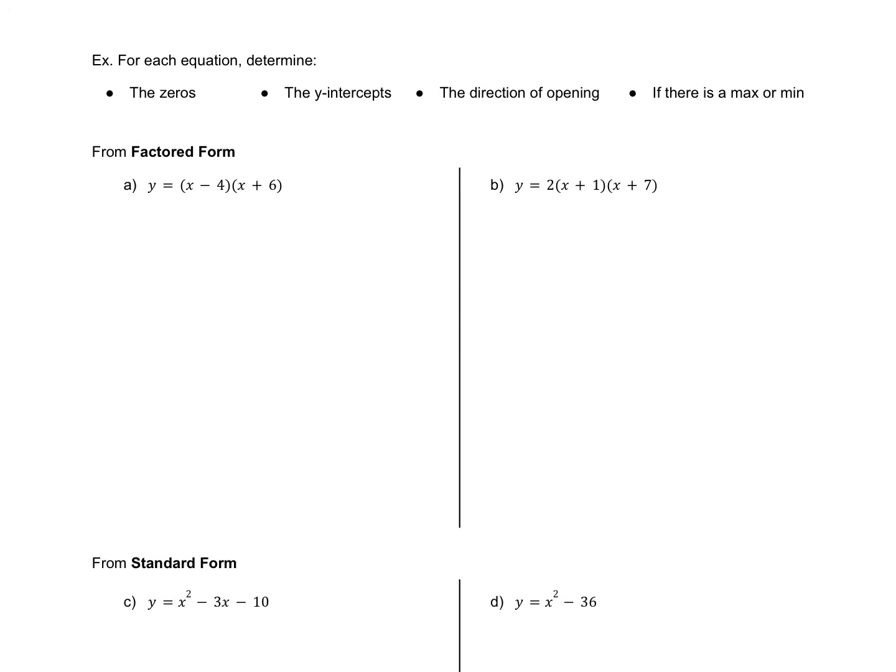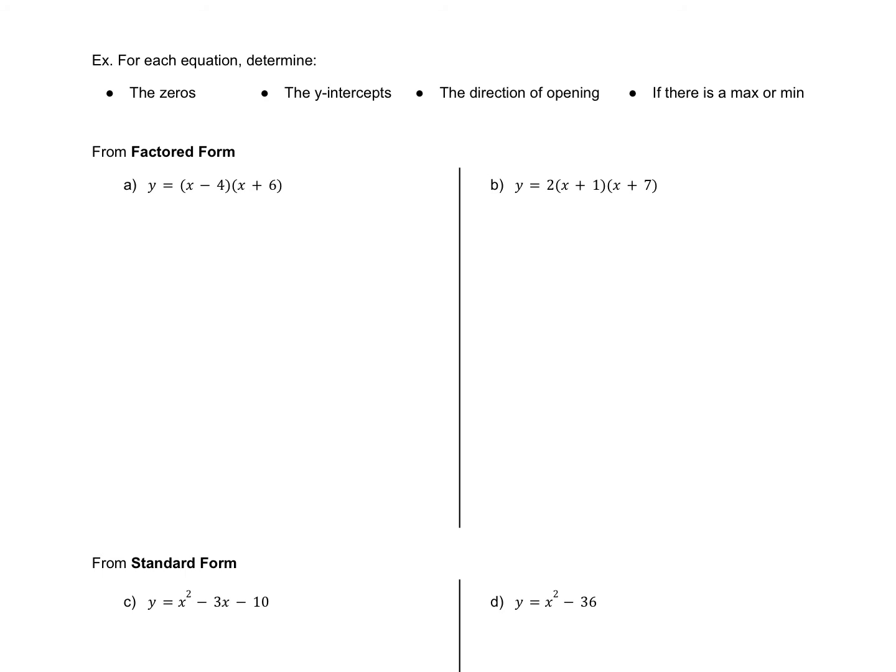Now we're going to move on. We're going to determine all of those properties first from factored form, then from standard form. So we're going to bring everything together from this unit, because we're also going to practice our distribution and our factoring. So from factored form, we know the zeros come from here, and we also know that we can get the direction of opening. So I'm going to start with those ones.